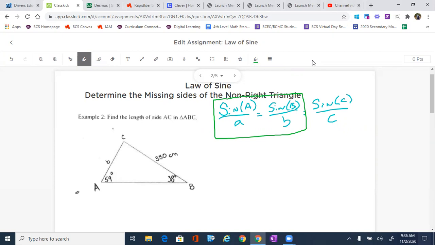So when I start this, the first thing I do is look for what we are searching for. I look at the triangle. It is non-right, so we can't use right triangle trig. I'm looking for this side, and I am going to start with the angle that makes that side. So I start at 38, and you'll notice I go clear across to the other side of the non-right triangle. In this case, I've got sine of 38 over the side of B.